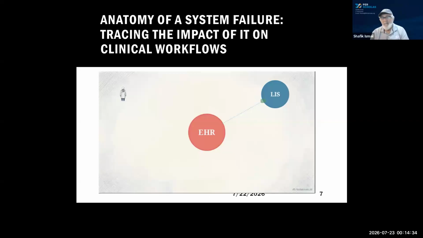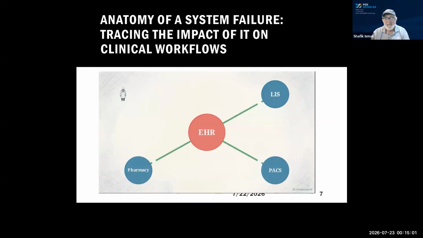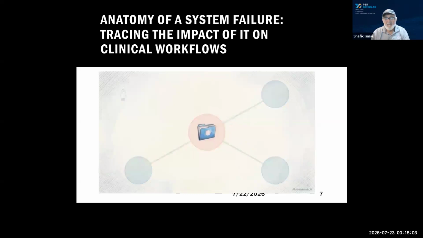For imaging, the network uses PACS, Picture Archiving and Communication Systems. PACS is designed to store and transmit high-resolution files, like X-rays and MRIs, ensuring they are attached correctly to the main EHR chart. Simultaneously, the pharmacy receives verified orders through the EHR, matching medications against the patient's recorded weight and history. In a successful loop, specialized data from the LIS, PACS, and pharmacy all converge within the central patient chart.